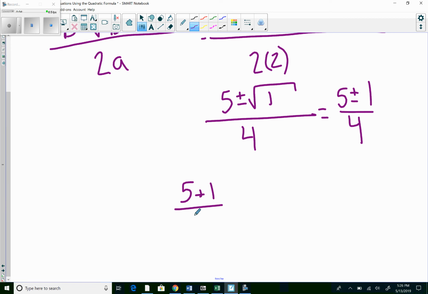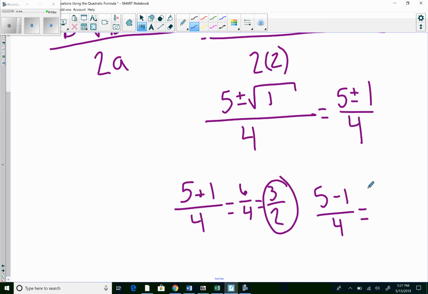So you've got 5 plus 1 over 4, 5 minus 1 over 4. So 5 plus 1 is 6 over 4, and if you simplify it, that's 3 halves. So that's one of your solutions. Then you've got 4 over 4, which turns into 1. So those are your two solutions.